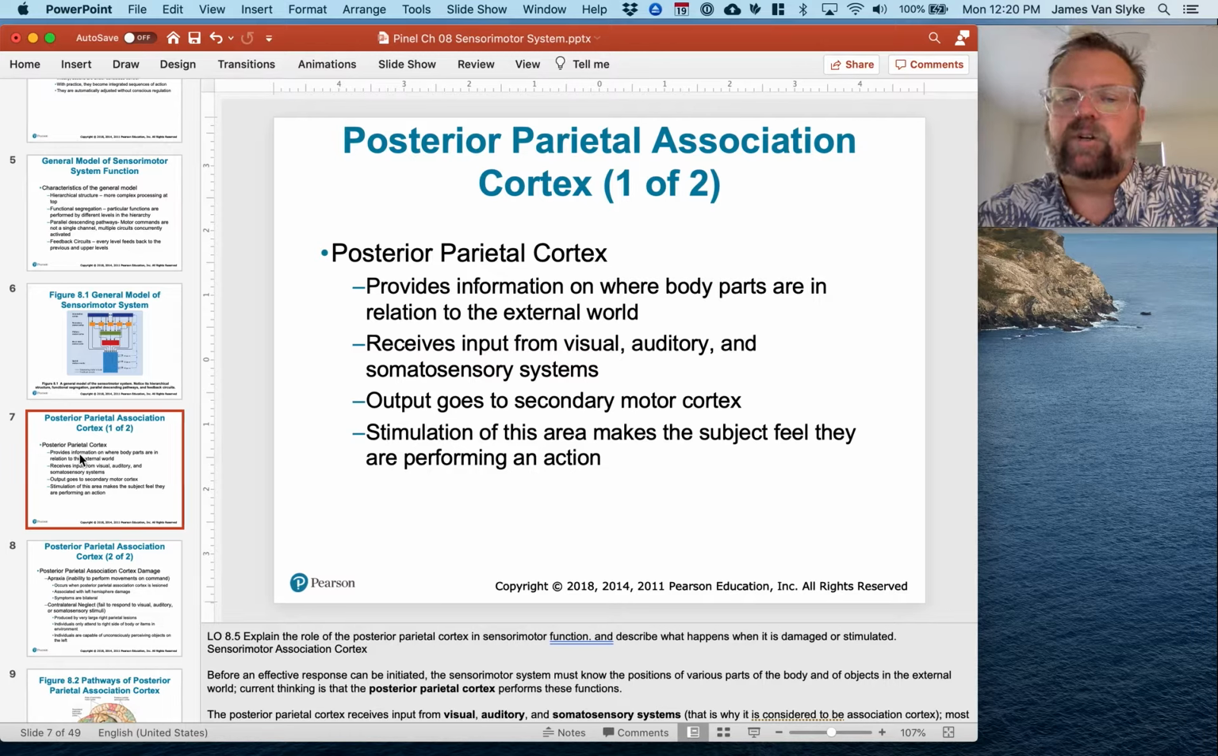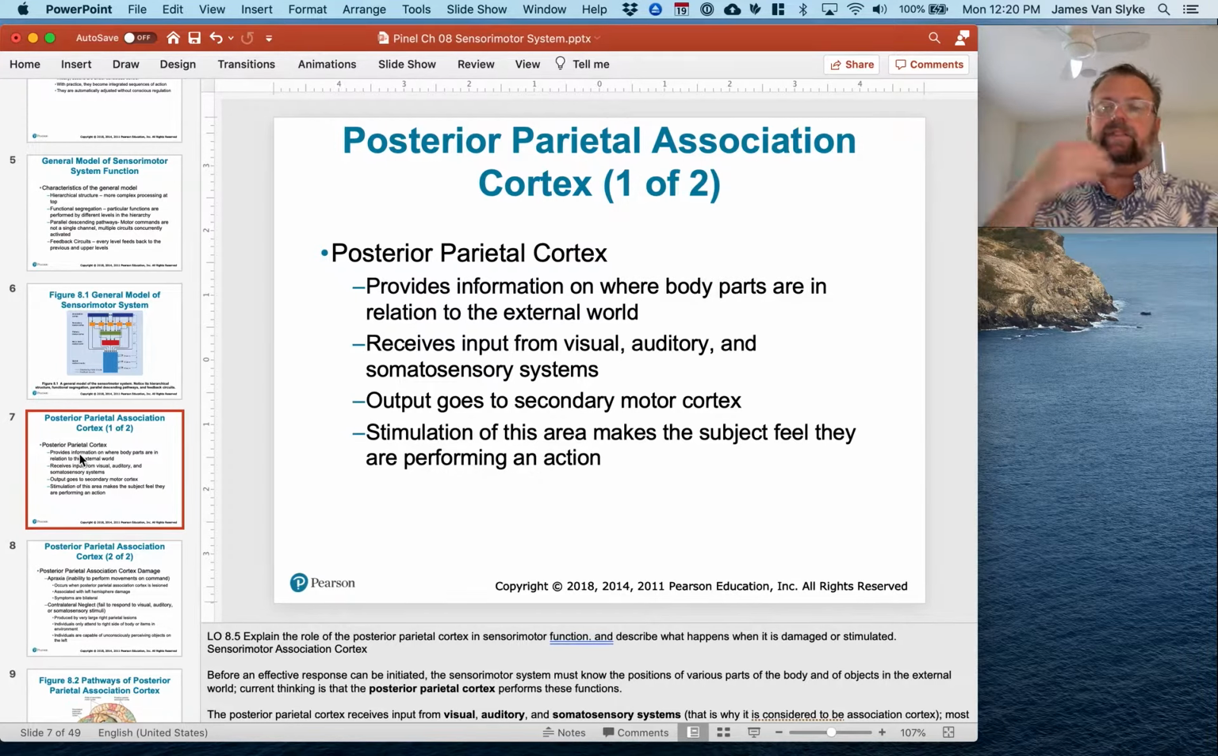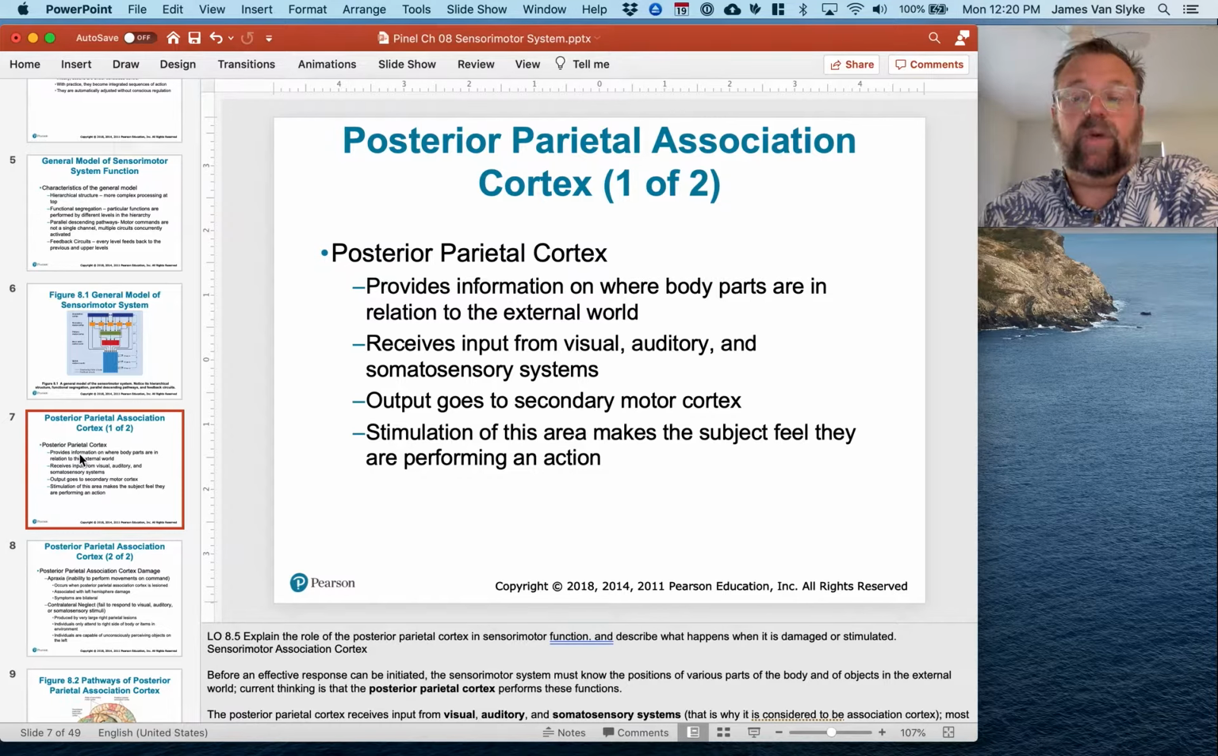The output goes to the secondary motor cortex, and then stimulation of this area makes the subject feel as if they are performing an action. And what's interesting about this kind of research is the feeling is there whether or not you actually did it or not.